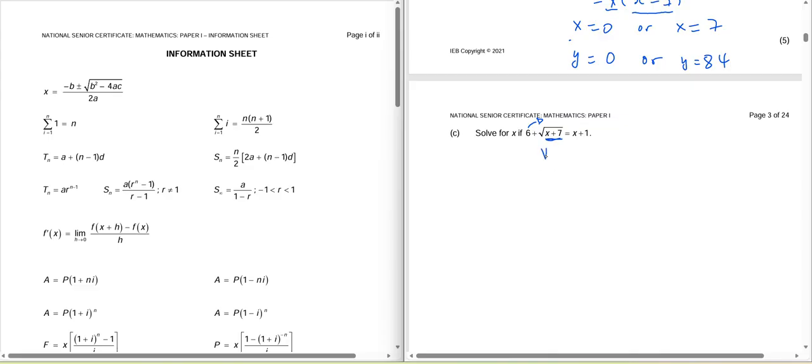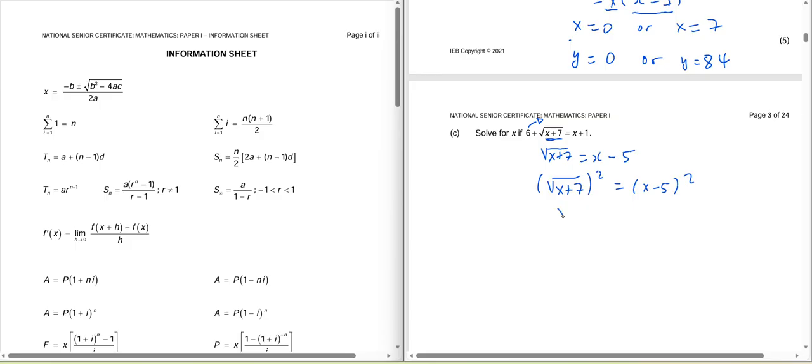Now I'm going to throw it to the other side. I'm going to have the square root of x plus 7 is equal to x. When I throw 6 to the other side, it will be minus 6. So it will be 1 minus 6, that will be minus 5. To remove the protection of a square root sign, you have to square both sides. Now that means we are going to have x plus 7 squared is equal to x minus 5 squared.